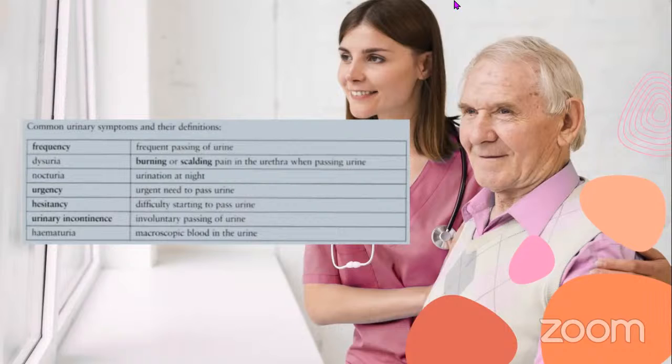Okay, thank you. Well, this is so much clear. Frequency, a frequent passing of urine. Dysuria, burning or scalding pain in the urethra when passing urine. Nocturia, urination at night. Urgency, urgent need to pass urine. Hesitancy, difficulty starting to pass urine. Urinary incontinence, involuntary passing of urine. Hematuria, macroscopic blood in the urine.